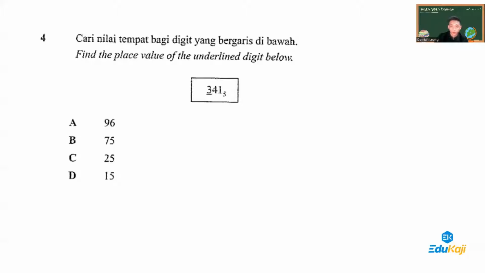Question 4. Find the place value of the underlined digit. For a base number question, the position of each digit represents your base to the power of, starting from 0. Here, 5 to the power 0. Second digit, 5 to the power 1. Third digit represents 5 to the power 2. The 3 here means 3 times of it. So it will basically represent 3 times 5 to the power 2, which is 75. So answer here is B.